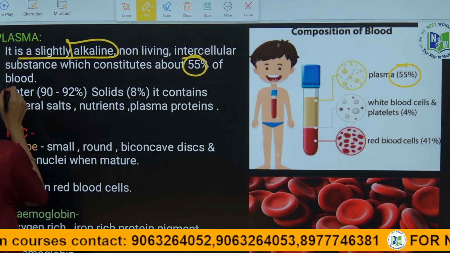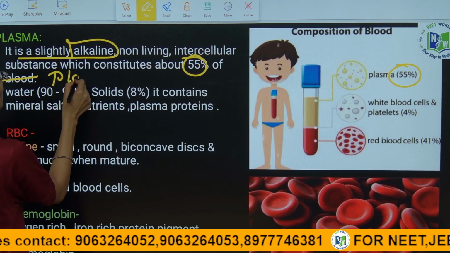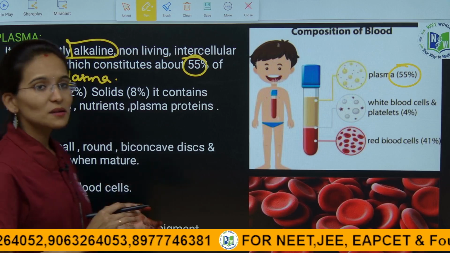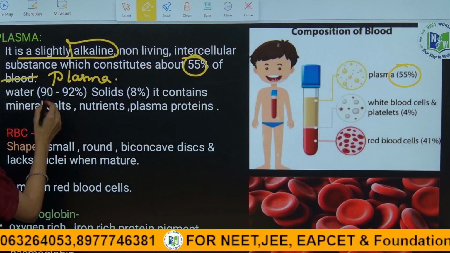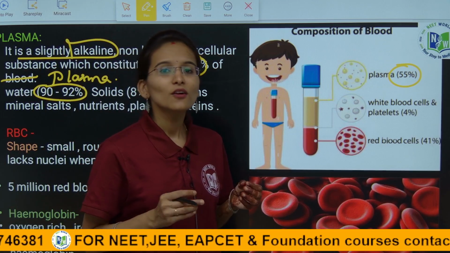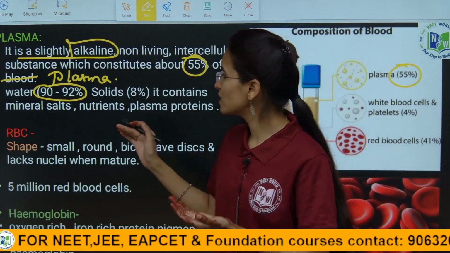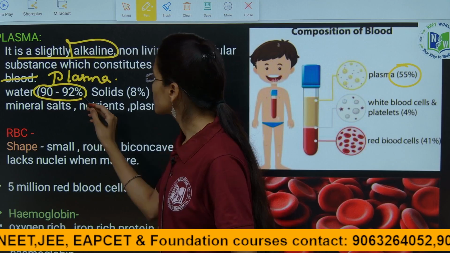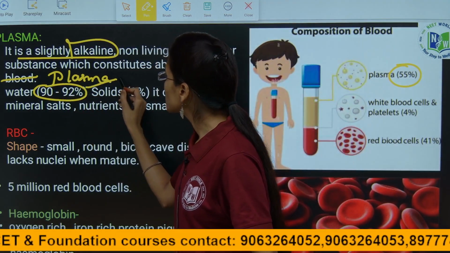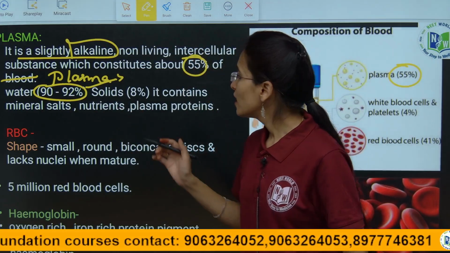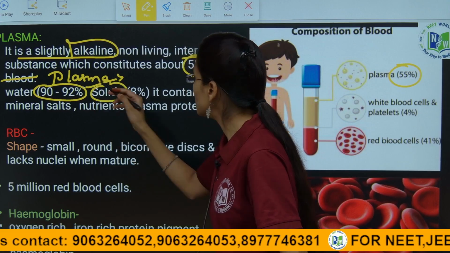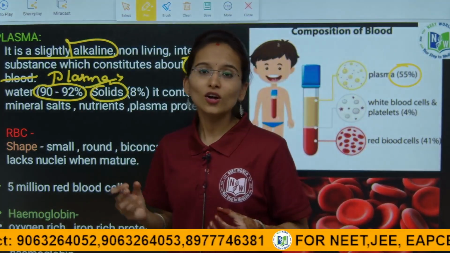It contains 55% of the blood as plasma, not blood, 55% plasma. Inside that plasma, 90 to 92% is made up of only watery fluid. It is mainly composed of water only. The water percentage inside the plasma lies between 90 and 92%. When it comes to the solids, these are the non-watery substances.